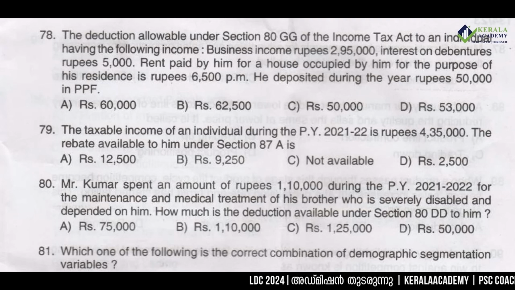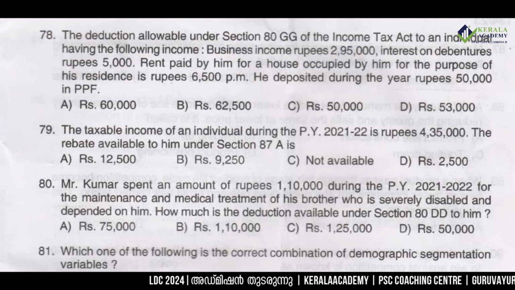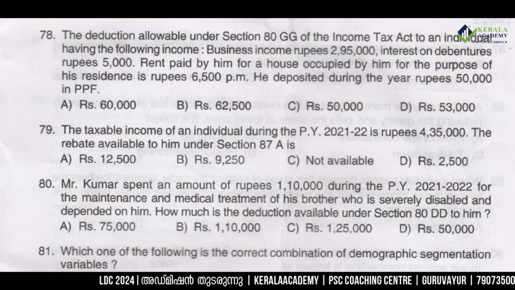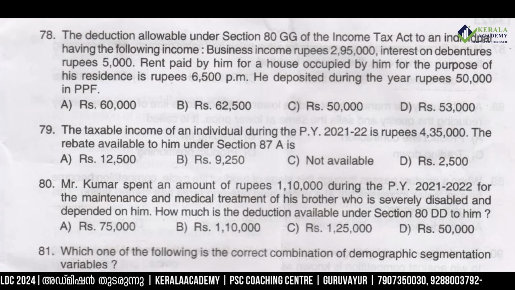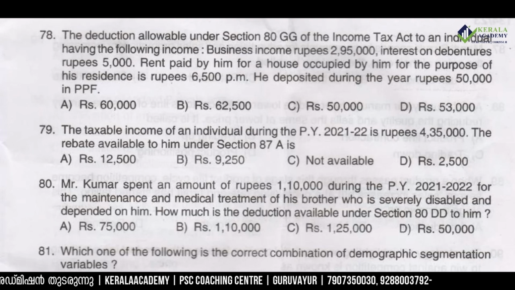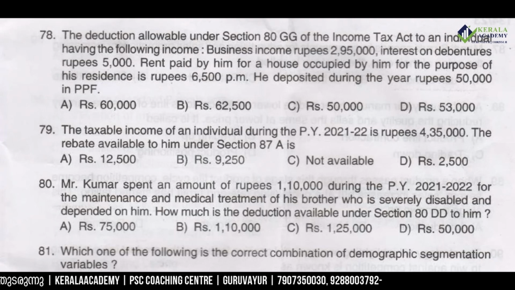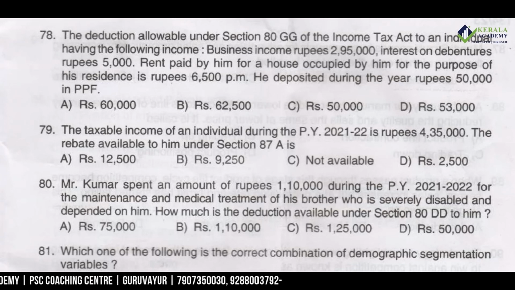The deduction allowable under section 80GG of the Income Tax Act to an individual having the following income: business income rupees 2,95,000, interest on debentures rupees 5,000, rent paid by him for a house occupied by him for the purpose of his residence is rupees 6,500 per month. He deposited during the year rupees 50,000 in PPF. Rupees 60,000, rupees 62,500, rupees 50,000, rupees 53,000.